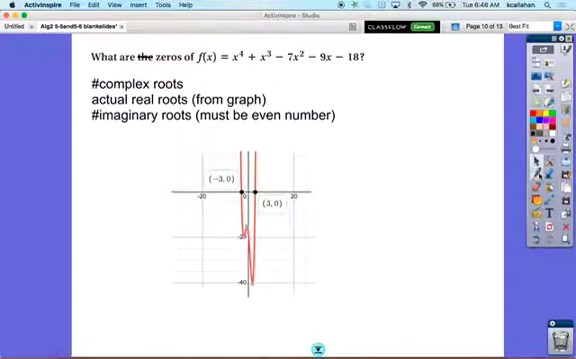Okay, and now we're going to answer our questions. How many complex roots? 4. Why? Because of that 4 right there. It's always the same. That should be the easy part. What are the actual real roots from the graph? Looks like -3 and 3, which is a total of 2. So how many imaginary roots must there be? There's a total of 4 real or imaginary. If 2 are real, 2 are imaginary.